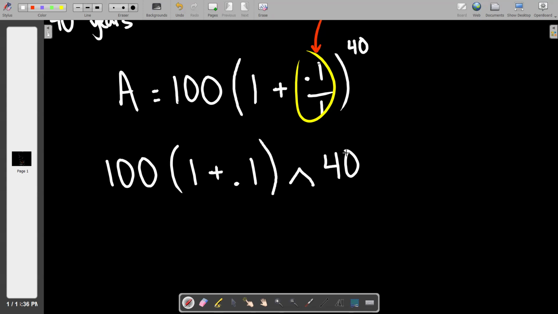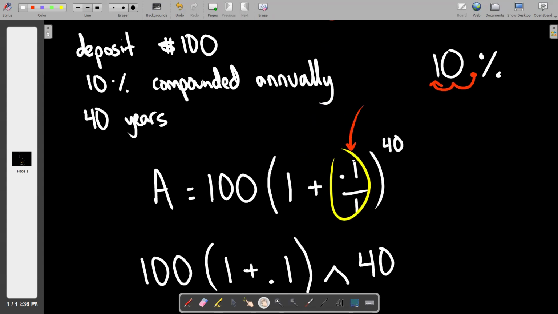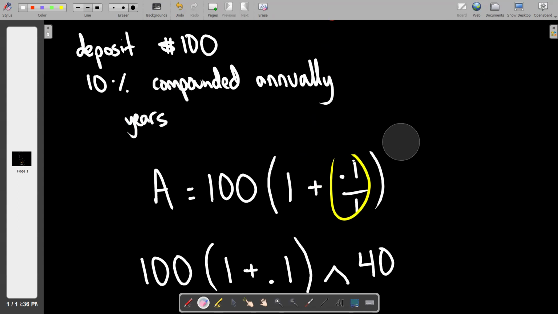Let's do the exact same problem again, but let's jump it to 50 years. So we're upping it to 50 years now. What we're going to do is go to the bank. We're going to put $100 in an account. It's going to get 10% compounded annually interest. We're going to let it sit there. We're going to come back in 50 years, and we're going to see how much money is in the account at that point.